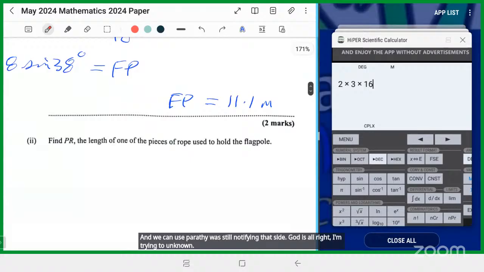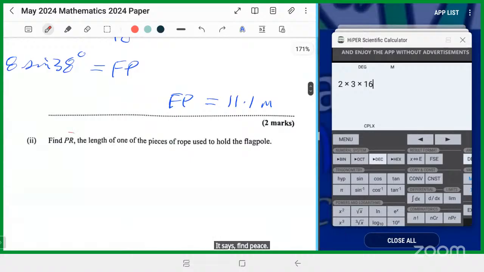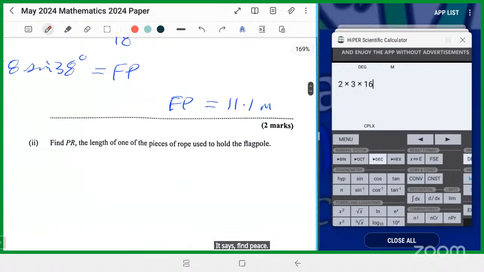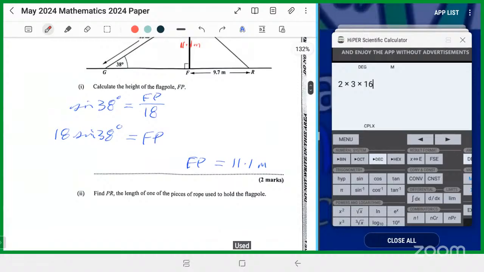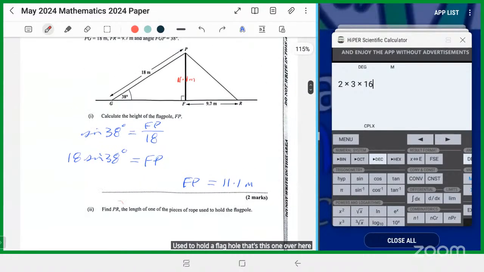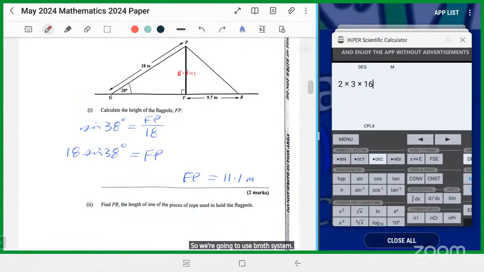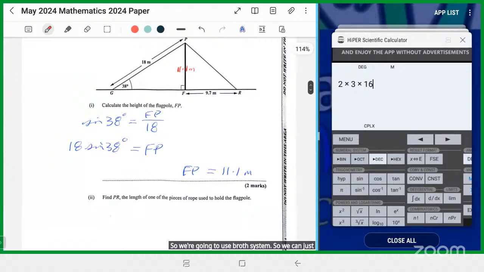It says find PR, the length of one of the pieces of rope used to hold the flagpole. That's this one over here. I want us to find this length over here now, PR. So we're going to use Pythagoras' theorem, and that's a hypotenuse, right? So we can just write it like this.